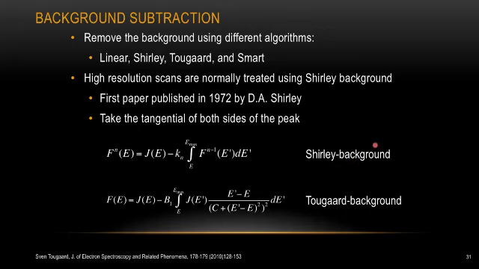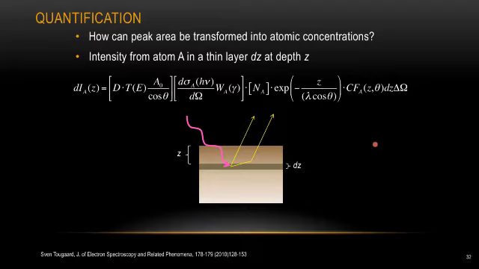Once we subtract background, we'll do some quantification. And to do the quantification, we need to create some model. The model for the quantification is quite simple. So we are assuming the intensity for the atom we receive from your sample is sitting in a thin layer about dz thick, embedded inside your material about z distance underneath your sample surface.